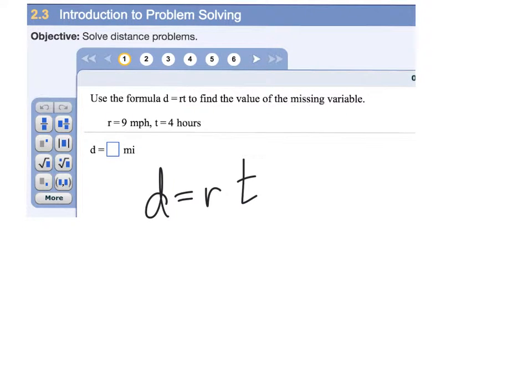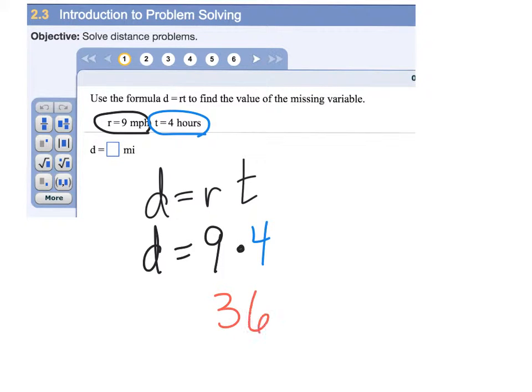So let's say maybe we're walking. So R is equal to 9. We're going to replace R with 9, and T is 4. So we're going to replace T with 4, and that is going to give us our answer for D. And since 9 times 4 is 36, that tells us that D is equal to 36.